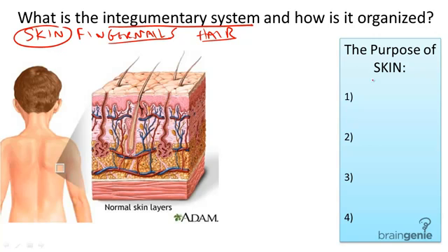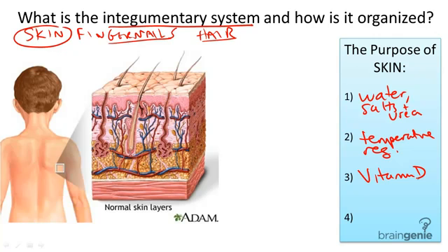So the skin has four major functions. One, it helps with the excretion of water, salts, and urea. Two, it regulates temperature. Three, it produces vitamin D, which helps with calcium absorption, which is of course important for nerve function and muscle function as well. And four, skin is an important sensory organ. It helps us relay signals to the brain about our surroundings.